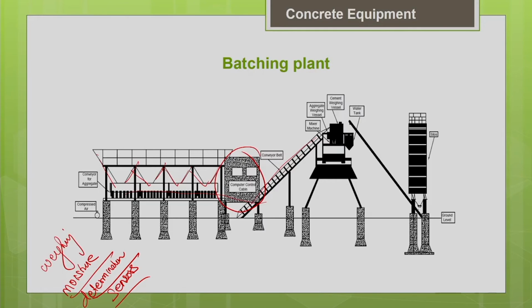Here you can see the aggregates are taken with the help of the belt conveyor. If the aggregates are not going to be weighed in the bins, you need a separate weighing vessel to measure the weight of the aggregate before adding it to the mixer machine. Similarly, these are the cement silos. From the cement silos, the cement will be taken with screw conveyors into the cement weighing vessel, and then it will be transferred to the mixer machine.